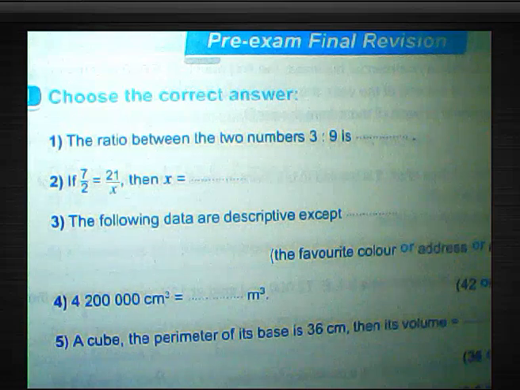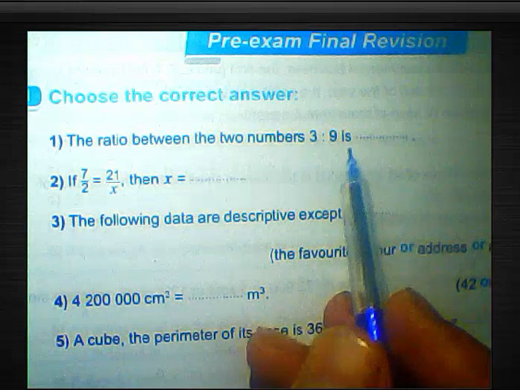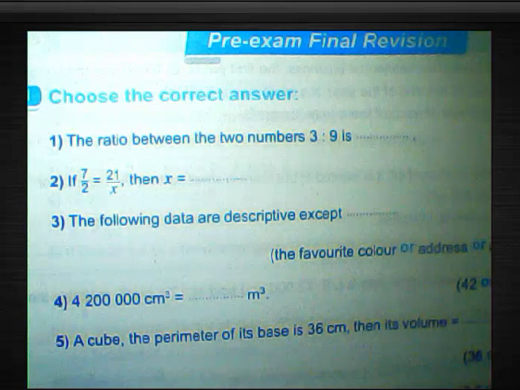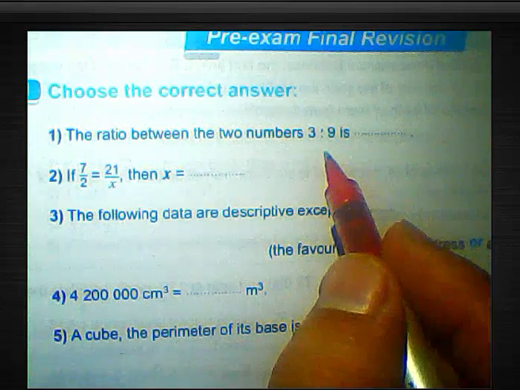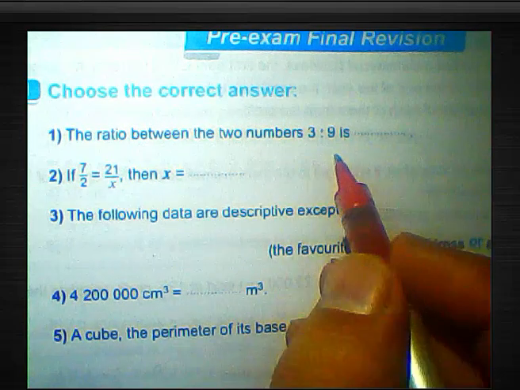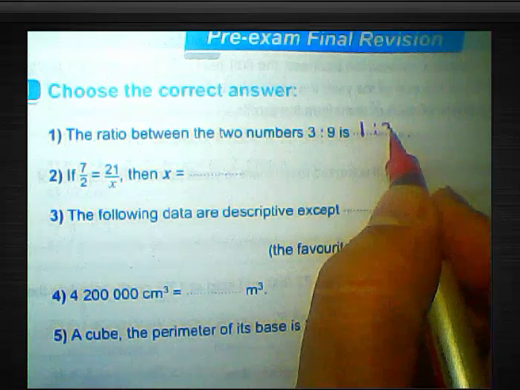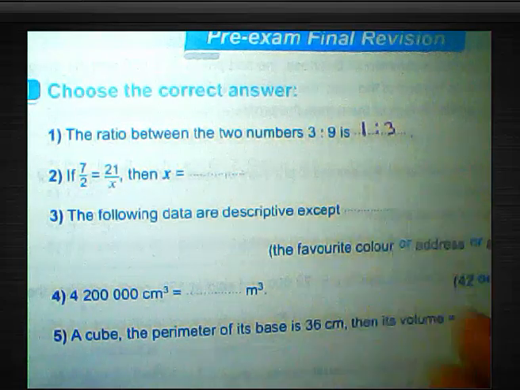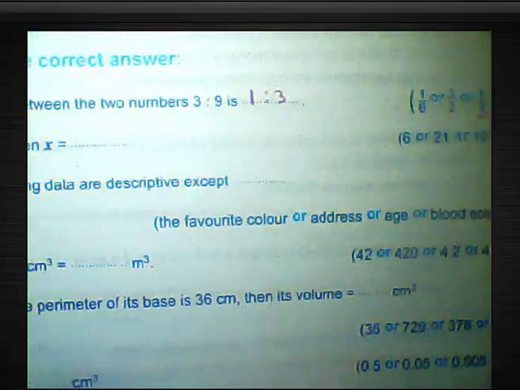Choose the correct answer. The ratio between the two numbers 3 and 9 is. If you want to find the ratio between them, we must write the first to second and divide it by 3. 3 divided by 3 equal 1, and 9 divided by 3 equal 3. Then the ratio will be 1 over 3. We must choose 1 over 3.